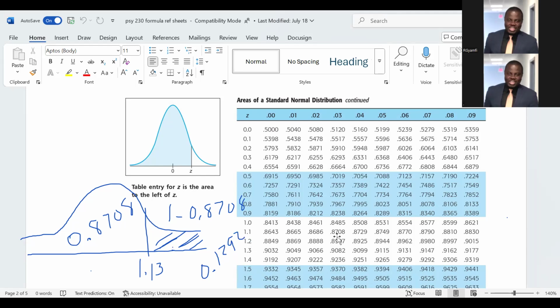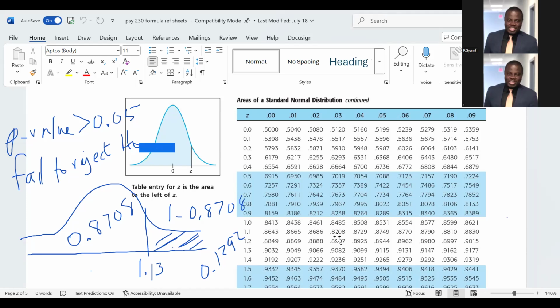Now, the next step is to compare the p-value to the alpha and then make your conclusions. Now, our p-value from here, 0.1292, is greater than 0.05, which is the alpha value. So P is greater. So we fail to reject H0. We fail to reject the null hypothesis. And what was the null hypothesis? It says P is equal to 0.75. So we fail to reject. So we say this is correct.